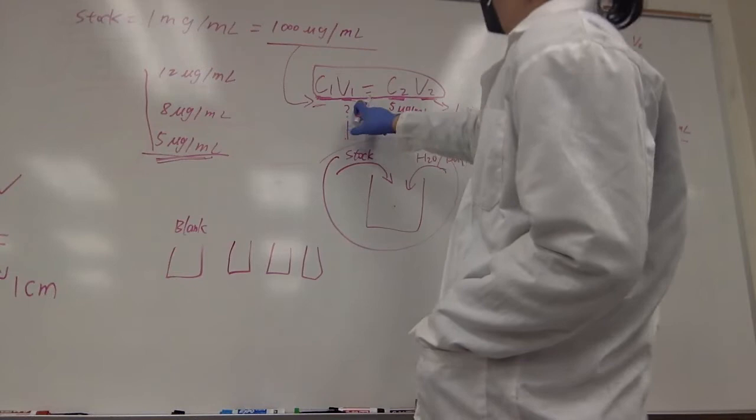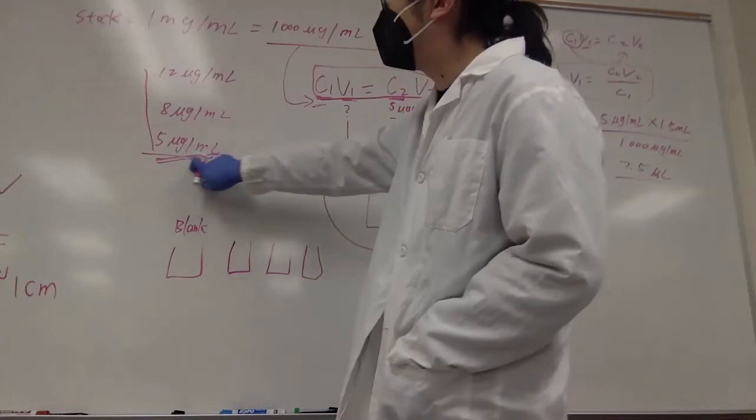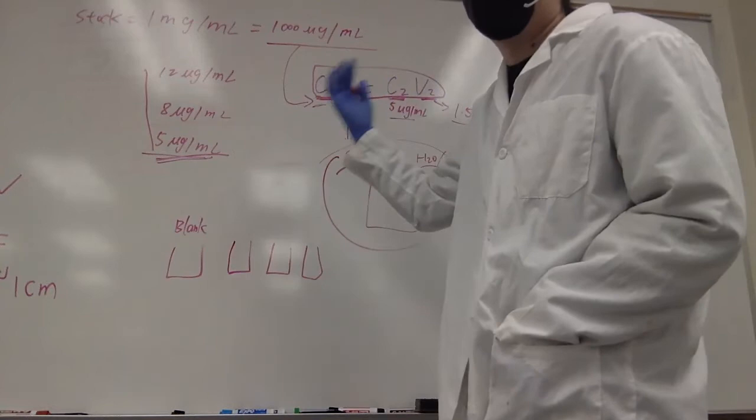C2 is the final concentration of the solution. In our case, let's use 5 microgram per mL as an example. V2 is the final volume of the diluted solution.